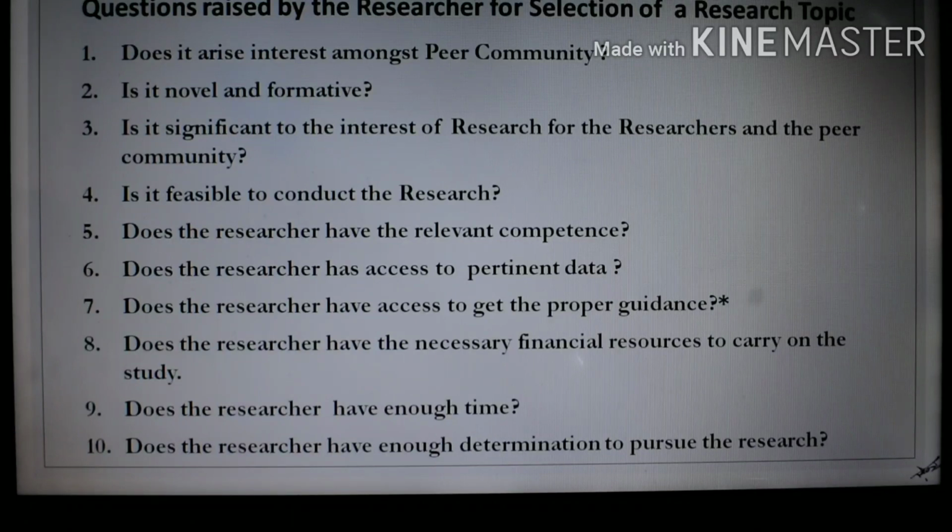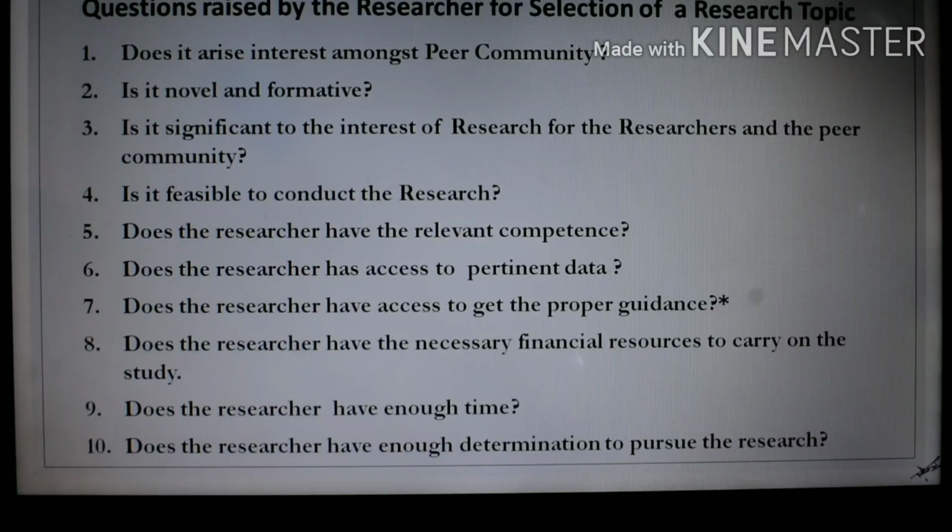Is it feasible to conduct the research? Does the researcher have the relevant or enough competence? Does the researcher have access to pertinent data? That is very important, whether it may be primary data or secondary data. Does the researcher have access to proper guidance? Does the researcher have the necessary financial resources to carry on the study?